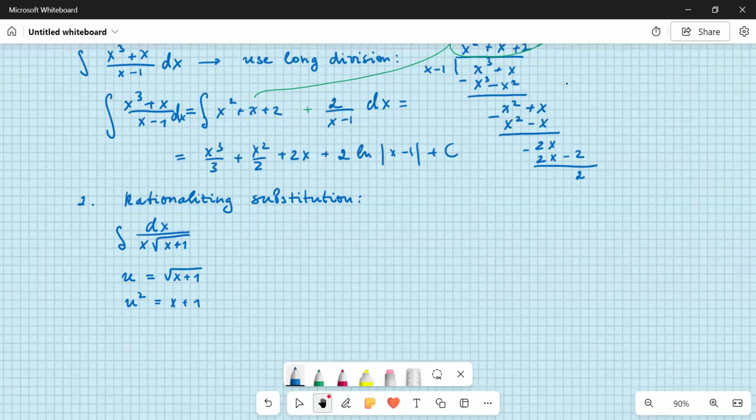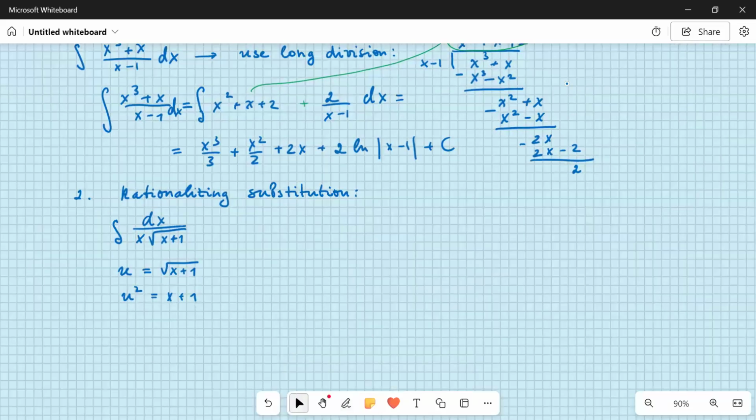Maybe I'm going to solve it just for x. u squared minus 1 equals 2x. And I'll need also dx, right? So if I differentiate it, I'm going to get 2u du, sorry, 2u du equals dx.